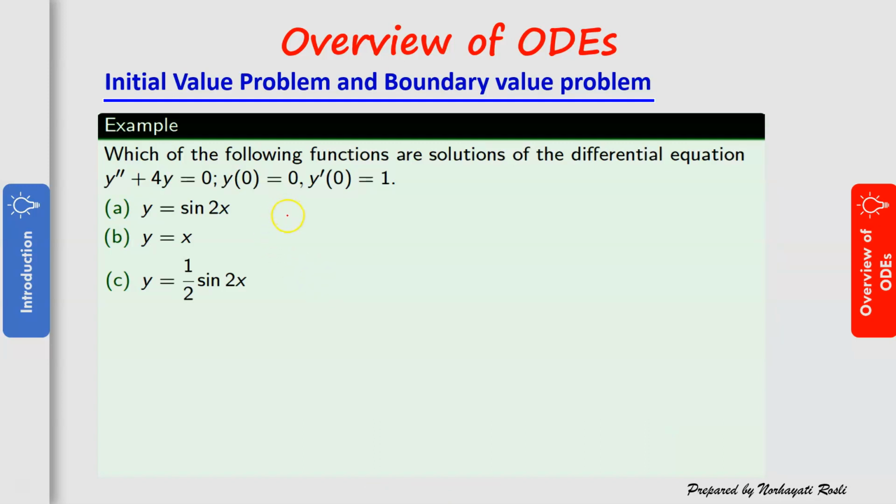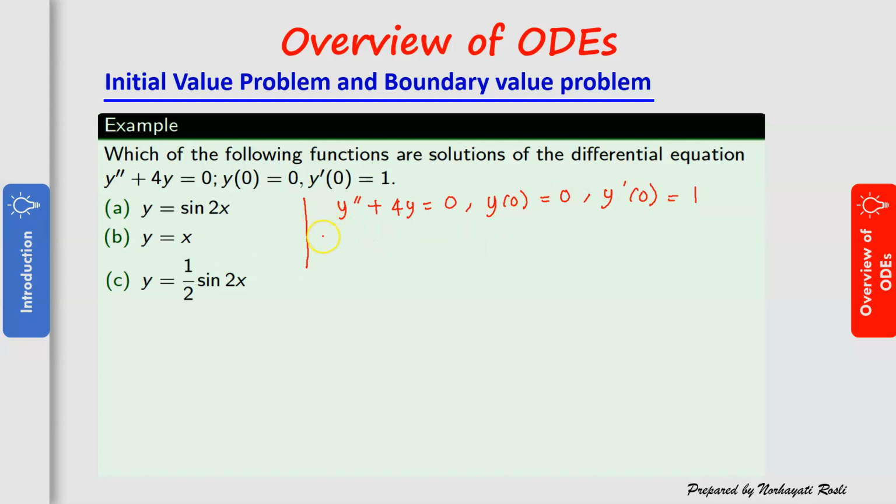So class, if you go to this example, which of the following functions are solutions of the differential equation? How to solve this? Here we have y double prime plus 4y equal to 0, where y(0) equal to 0, y prime(0) equal to 1. If you see this problem, this is an ordinary differential equation, and here it is an initial value problem because we have the condition at only one independent variable.